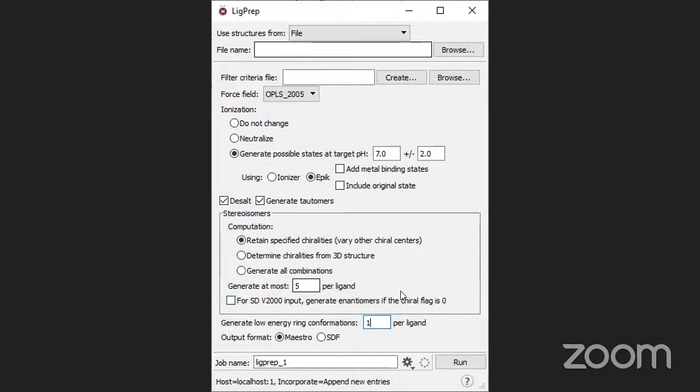After clicking all the options which are present here, we can click the run option. Then the job will get completed, and we can get the energy minimized ligand molecules. In the first step, we get the energy minimized protein, and in the second step we get the energy minimized ligand molecules. Then the third step is grid generation.